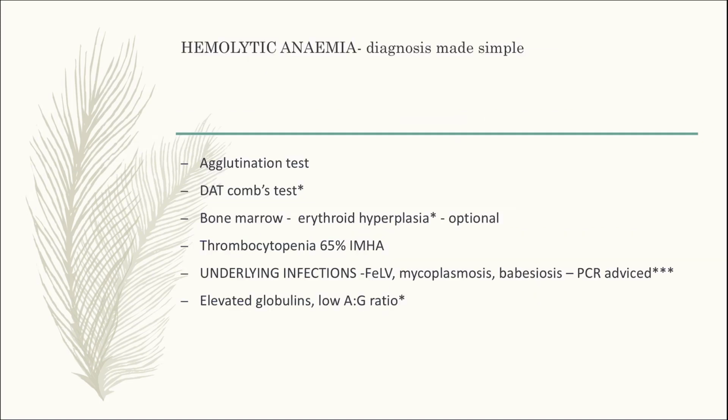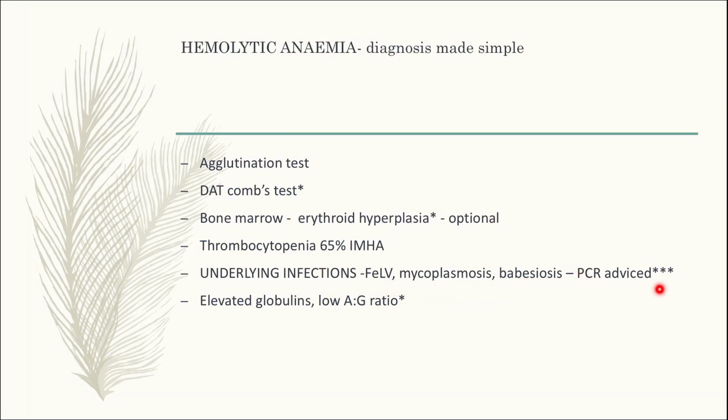Coming to the diagnosis of hemolytic anemia, if you have an in-house laboratory, you can go ahead with two types of agglutination test, saline agglutination test and auto agglutination test. And if you have Coombs test kits, you can do direct antiglobulin test to diagnose immune mediated hemolytic anemia. And you will often see thrombocytopenia in 65% of cases with IMHA. And whenever there is hemolytic anemia, you always should rule out infections like FeLV, mycoplasmosis, babesiosis.